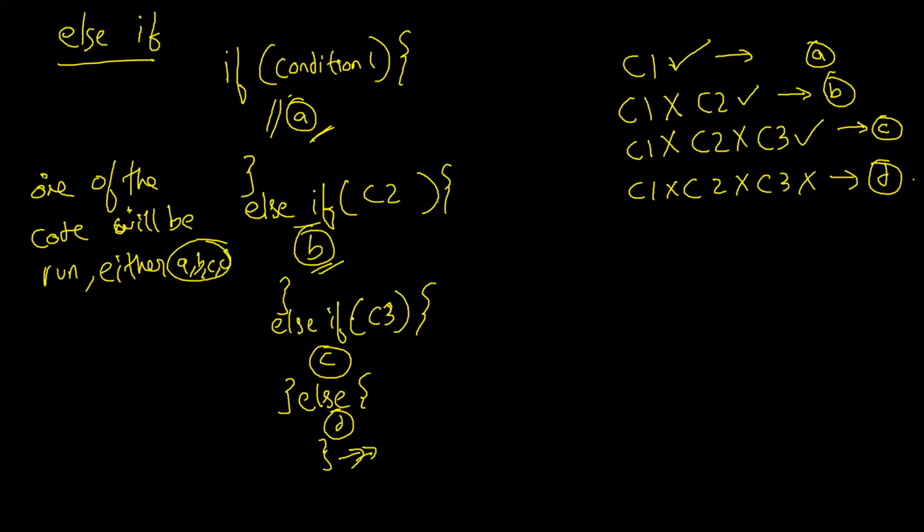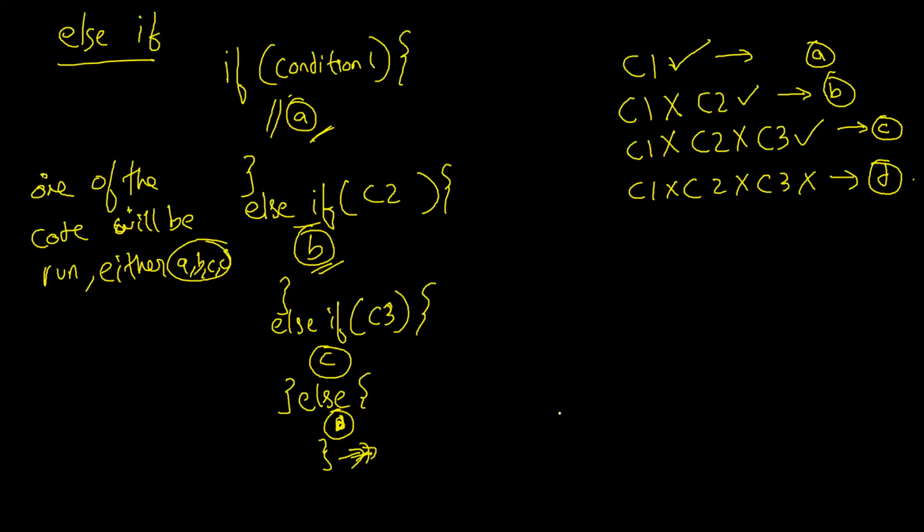If it is true. If at all it is not true, then everything is not true, so D will be running, okay? So if at all C is true, then you'll again come here. So only one code will be run, okay? You got it right? Yeah, I can see many yeses. Cool. Guys, is this making sense?